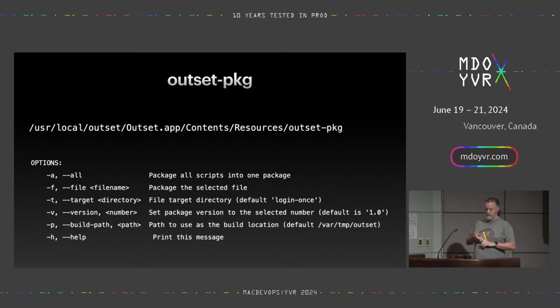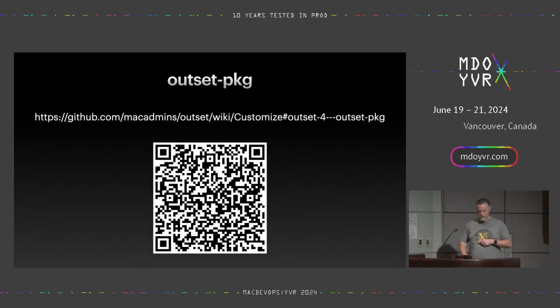Obviously, you can do individual files. You can set what target it's going to go to. You can set the version of the package that you want to install. You can optionally put in different build paths, so it'll build somewhere nice and neat rather than whatever local folder you happen to be in. And it prints help, which is what I've done for you right now. So that's the 5 new things.